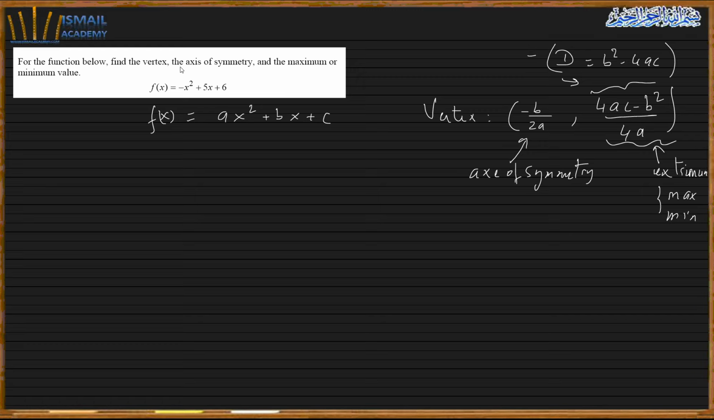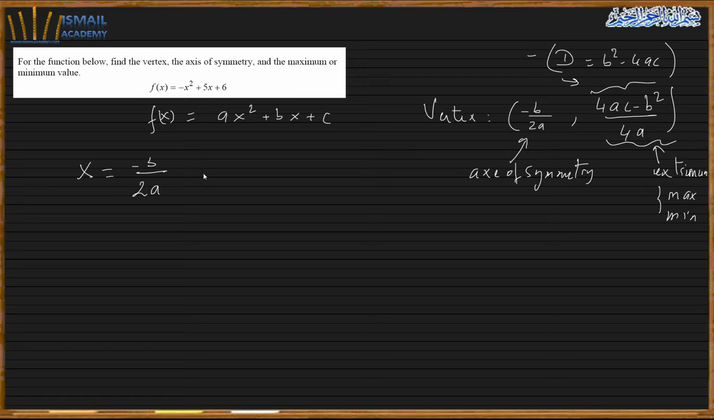So if they ask you to find out the axis of symmetry, the maximum or the minimum, indirectly they ask you to find out the vertex. So finding the vertex will tell you what to do. Now, how do I know if it's max or min? For the vertex, it's straightforward. I just do minus b over 2a, I get my axis of symmetry.